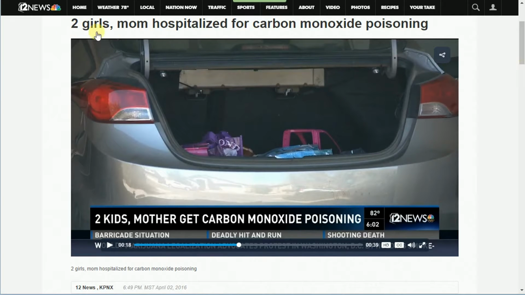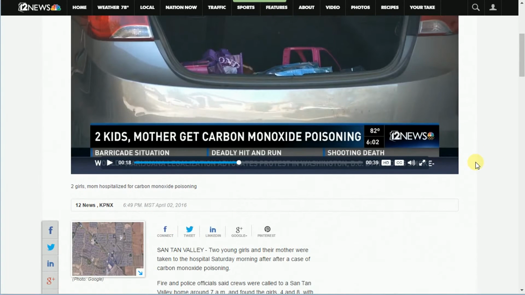A lot of times now you're seeing these carbon monoxide stories. The cars these days are idling so quietly. A lot of people are leaving them idling in their garages, and when that happens, if you have an attached garage, you can actually get very sick or die from carbon monoxide seeping into your house.